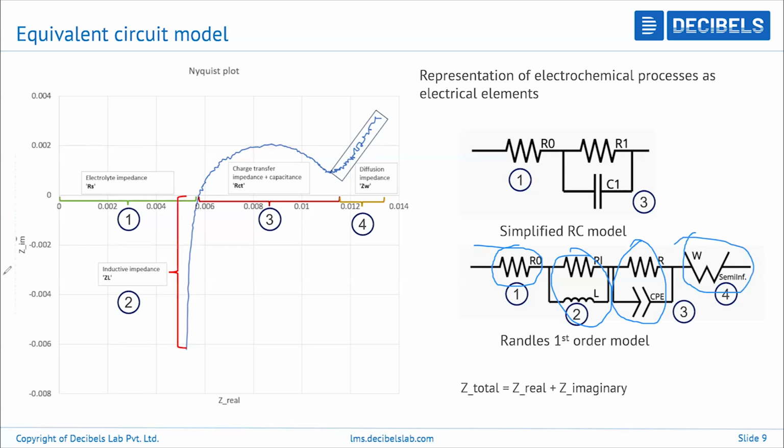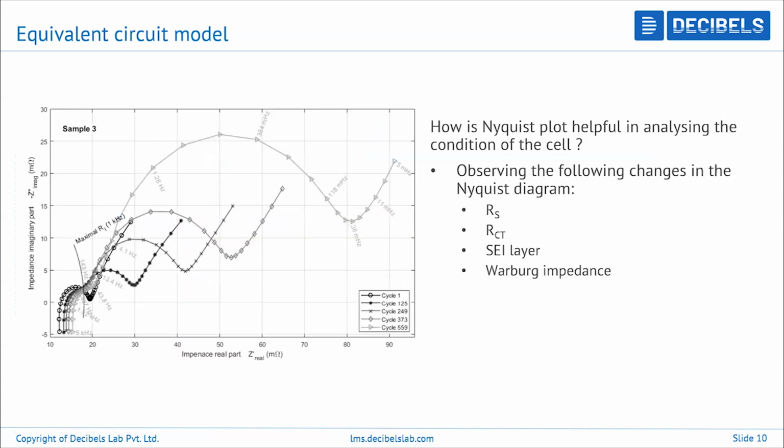So this is how we were able to utilize MATLAB as an efficient tool to analyze how to derive the RC and L values and even the Warburg impedance values and feed them into the equivalent circuit model. Okay, so then the question now comes, how exactly is the Nyquist plot helpful in analyzing the condition of the cell?